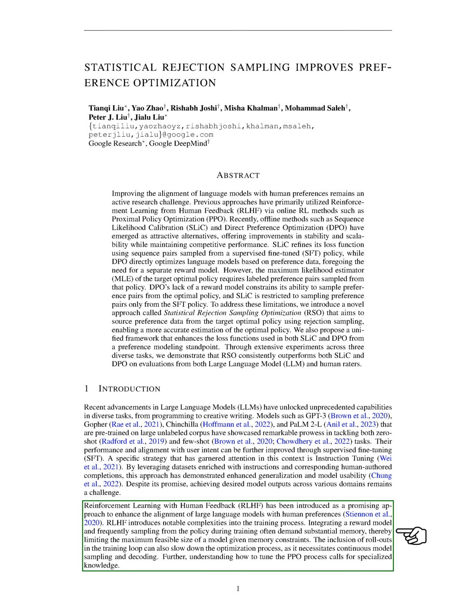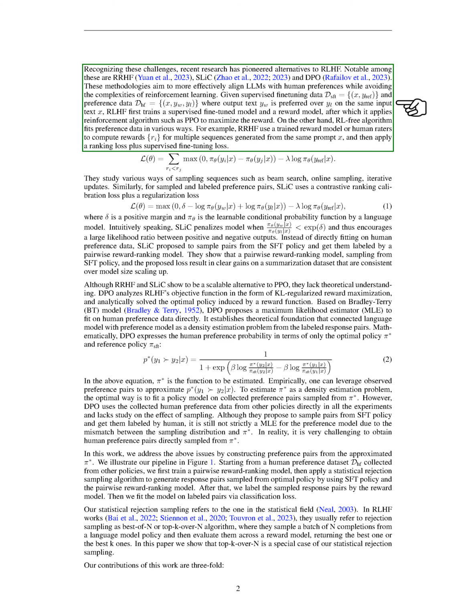Also, including rollouts in the training loop can slow down the optimization process, as it requires continuous model sampling and decoding. Moreover, fine-tuning the PPO process requires specialized knowledge. In light of these challenges, recent research has proposed alternatives to RLHF, such as RRHF, SLIC, and DPO. These methods aim to align LLMs with human preferences more effectively, while avoiding the complexities of reinforcement learning. Let's take a closer look at how these methods work.